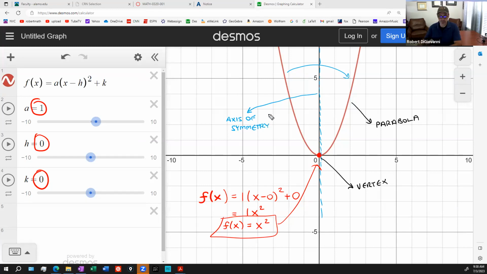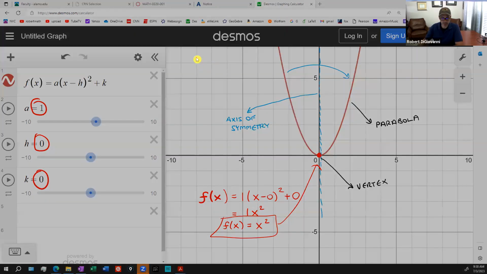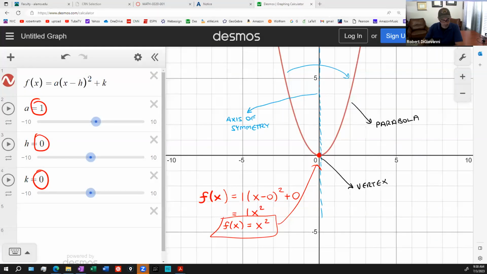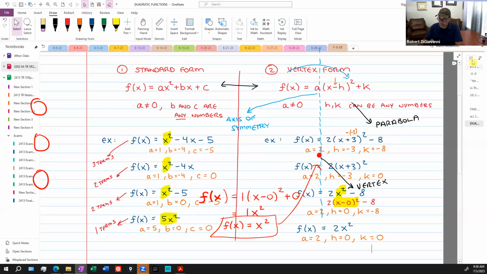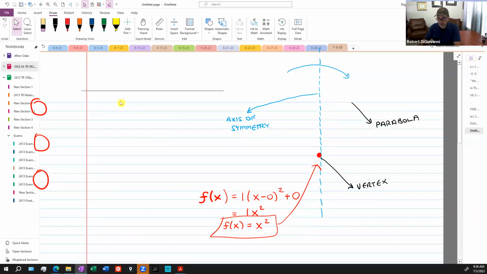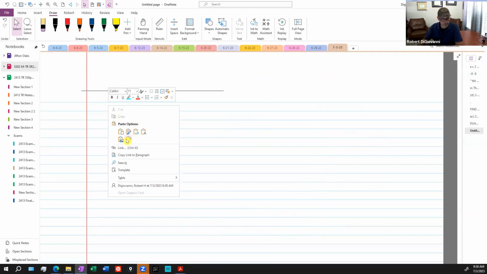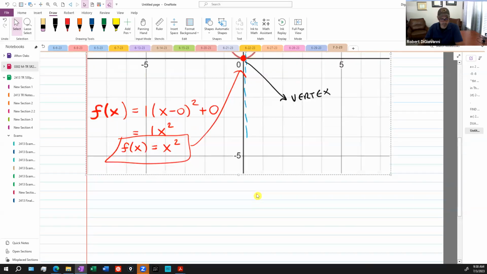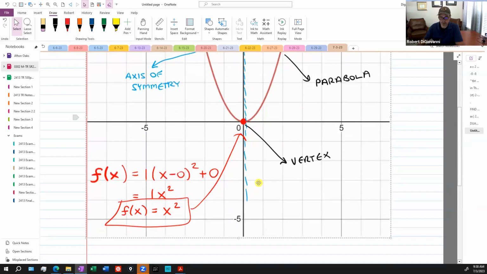The axis of symmetry. Let me copy this real quick so I can have it, because I'm about to erase it. Put this on a new page for us here. Let me clear this out. All right, so that's what we had when f of x equals x squared.